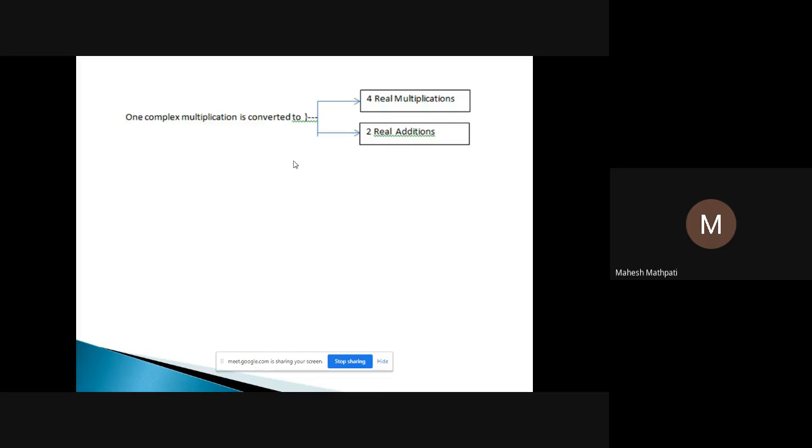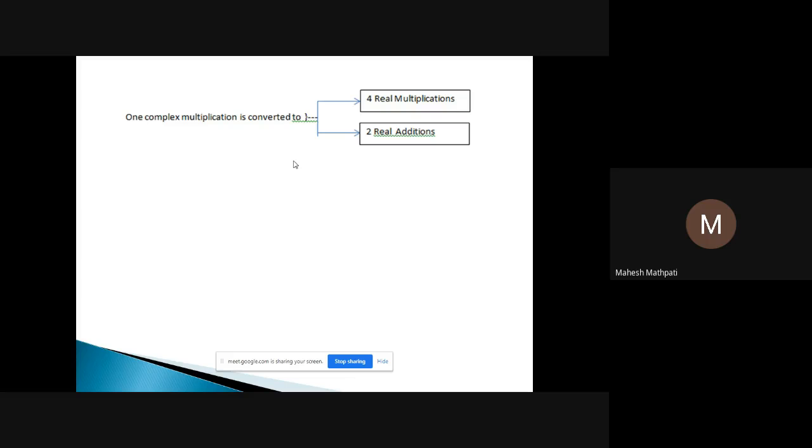We know that for each value of k, there are n complex multiplications. For each value of k, there are n complex multiplications. Hence, we can write. What will be the answer here? Can anyone tell me?